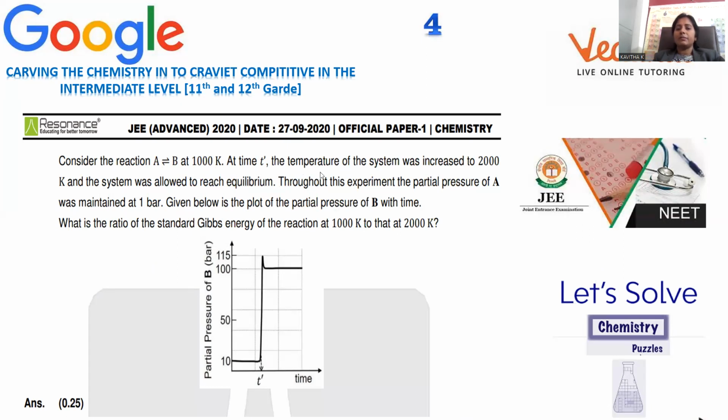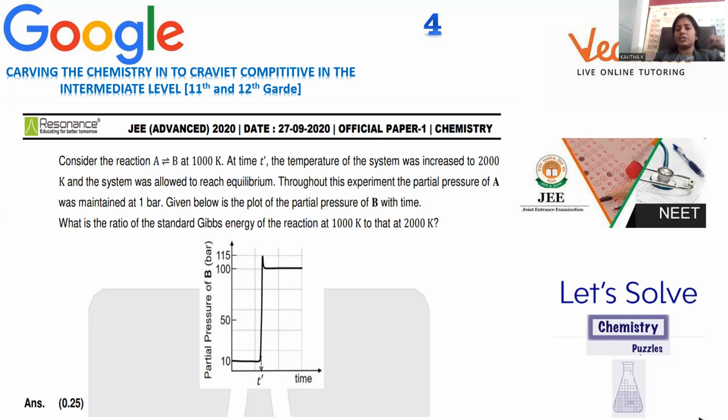At a time t, the temperature of the system is increased to 2000 Kelvin. From 1000 to 2000, we doubled the temperature and the system was allowed to reach equilibrium. Whenever the temperature got doubled, they are acquiring equilibrium. Throughout this experiment, the partial pressure of A was maintained at 1 bar. This is nothing but an isobaric reaction. Isobaric reaction stands for the entire reaction where pressure is kept constant. The reaction is said to be isobaric in nature.